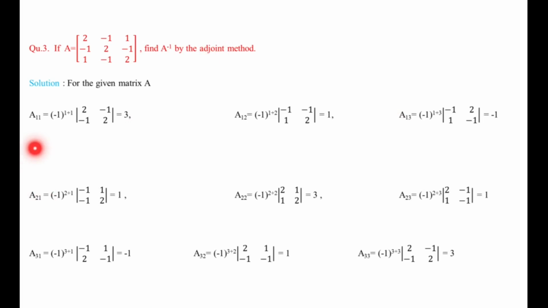So we can directly find the cofactors as A11 equals to -1 raised to the power 1 plus 1 times the minor of A11. So we get the minors and cofactors, or you can first find the minors, then the cofactors, then the cofactor matrix. You just have to check the cofactors that you calculate. The first cofactor is 3, second is 1, third is -1, fourth is 1, fifth is 3, sixth is 1, seventh cofactor is -1, eighth cofactor is 1, and ninth cofactor is 3.